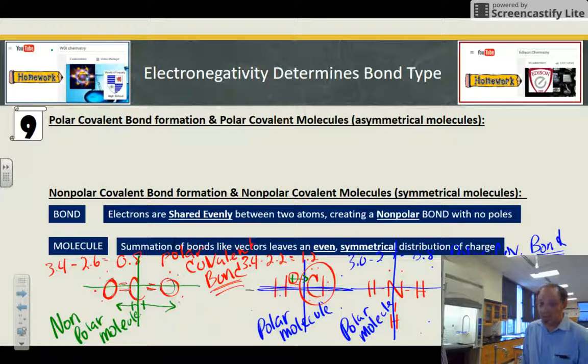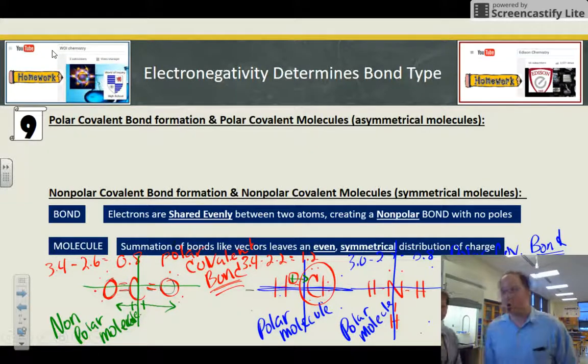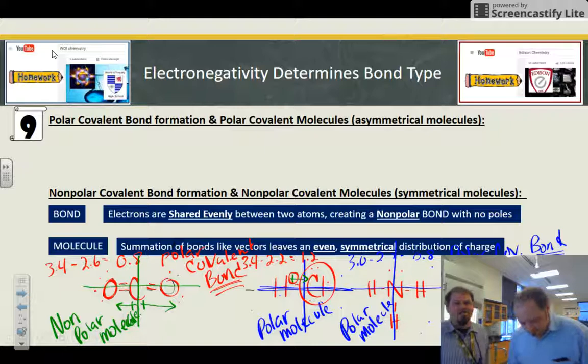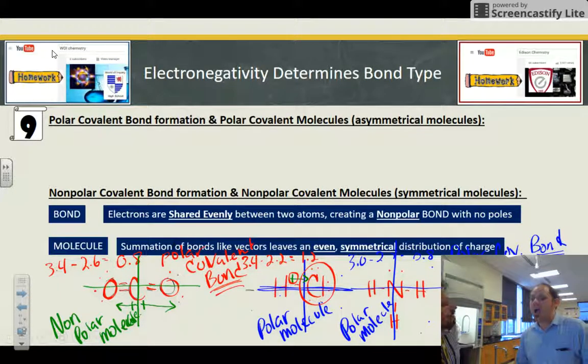So it is important to know this stuff because you might be hit with that question: are the bonds in this molecule polar or non-polar? This is the classic question with CO2. Why is it polar bonds but a non-polar molecule? Because it is symmetrical in shape.